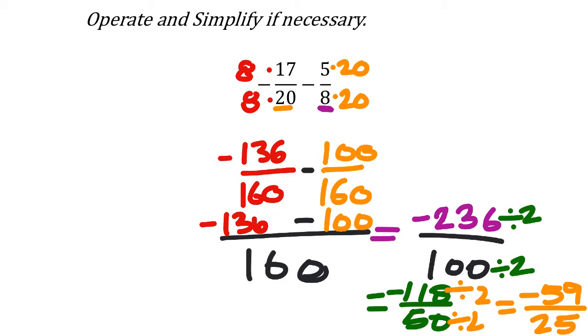Well, 59 doesn't have any factors of 5, so whether it's prime or not doesn't matter. That's fully simplified. But let's just double check, right? So I'm going to type it into the calculator. I had a typo back there, didn't I? I read that as 100. It was 160, dang it. That's all right. That's easy to fix there.